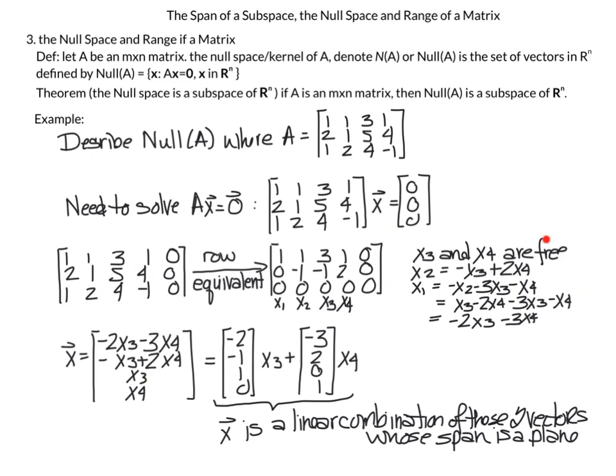So putting this all together, what I have is that the vector x looks like x1, which is minus 2x3 minus 3x4, x2, which is minus x3 plus 2x4, x3 and x4.